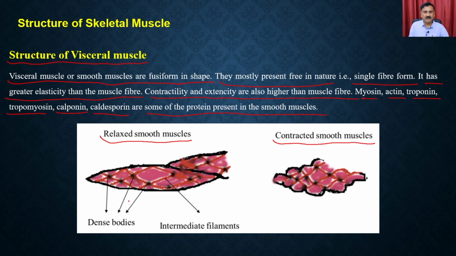What you see here is that they have dense bodies in a relaxed mode, right? And they also have intermediate filaments. The intermediate filaments are formed by some of these muscle proteins, and they make up the smooth muscles. Once they contract, these are the contracted muscles. So this is the structure of the contracted muscles.